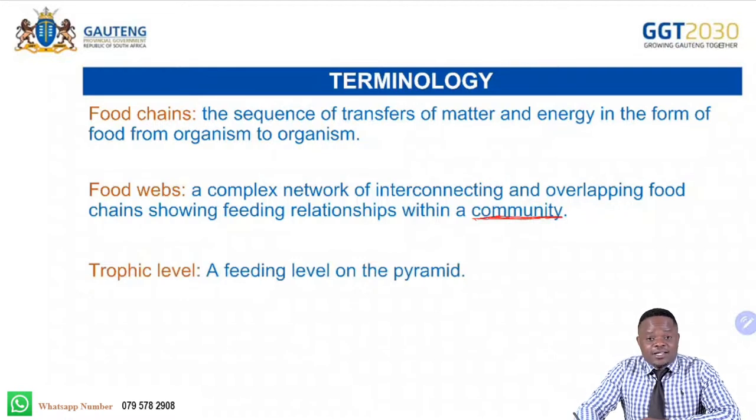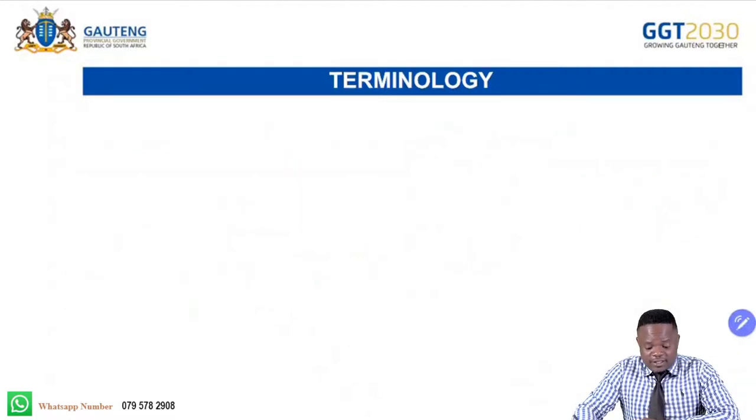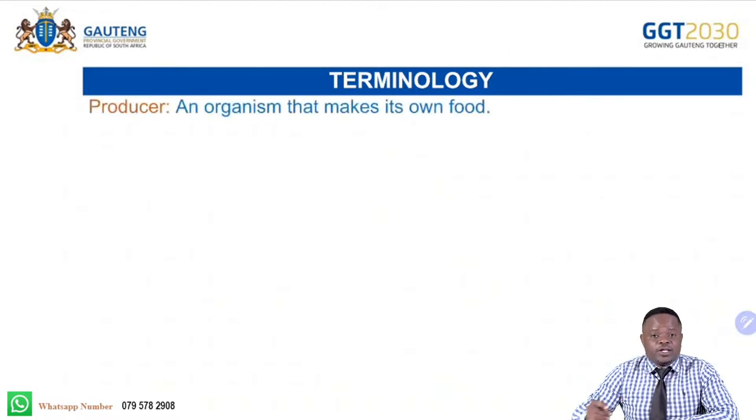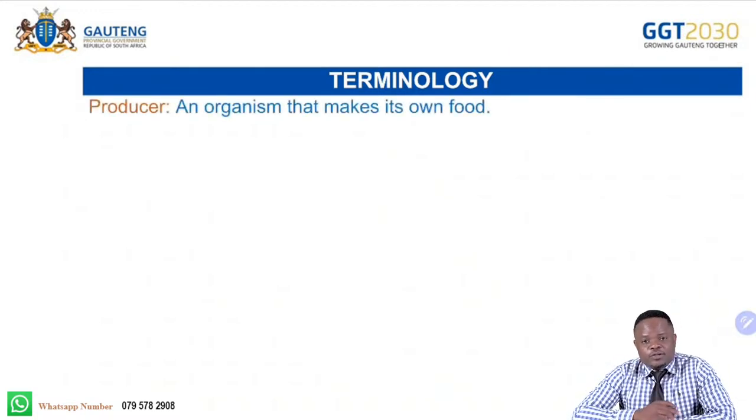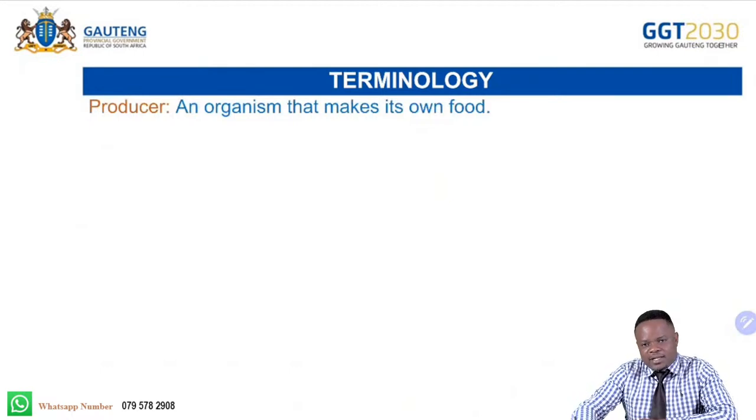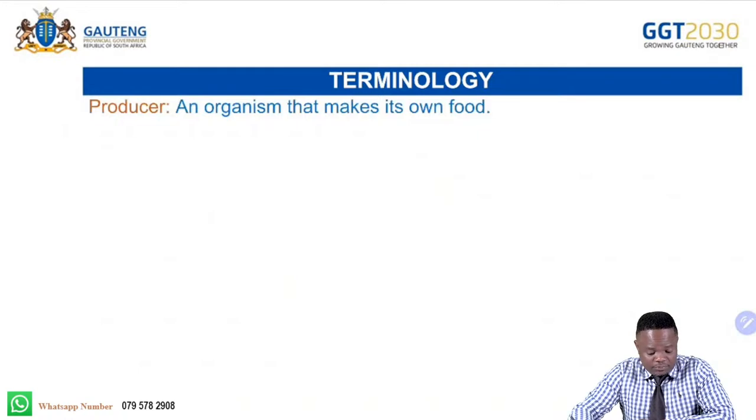Okay, let us proceed. I believe we have taken down these definitions. And then some few more terms that we will talk of. The first one is a producer. I'm sure that we are familiar with this term. These are organisms that can actually make their own food, typically the plants. We know plants to be our producers.